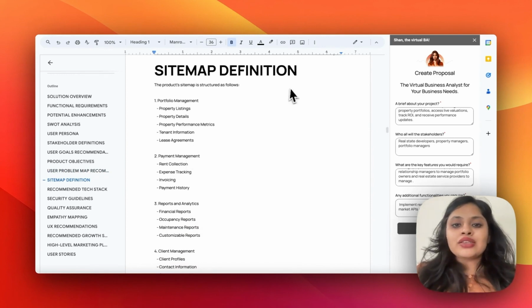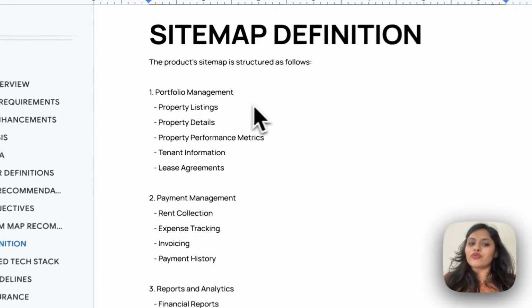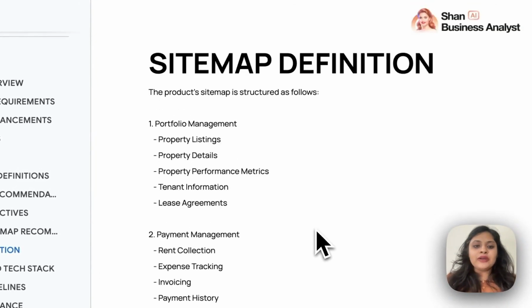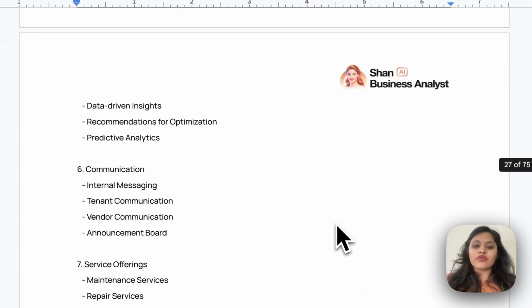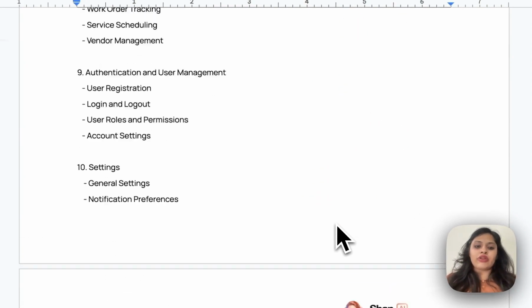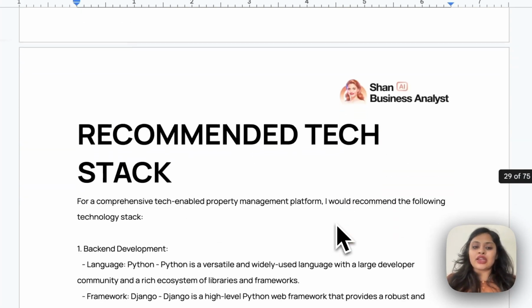So yeah, sitemap definition. It gives you portfolio management, payment management. This is a sitemap probably for the website that you could create, or even the product itself. Right? So it gives you the entire sitemap of the product.